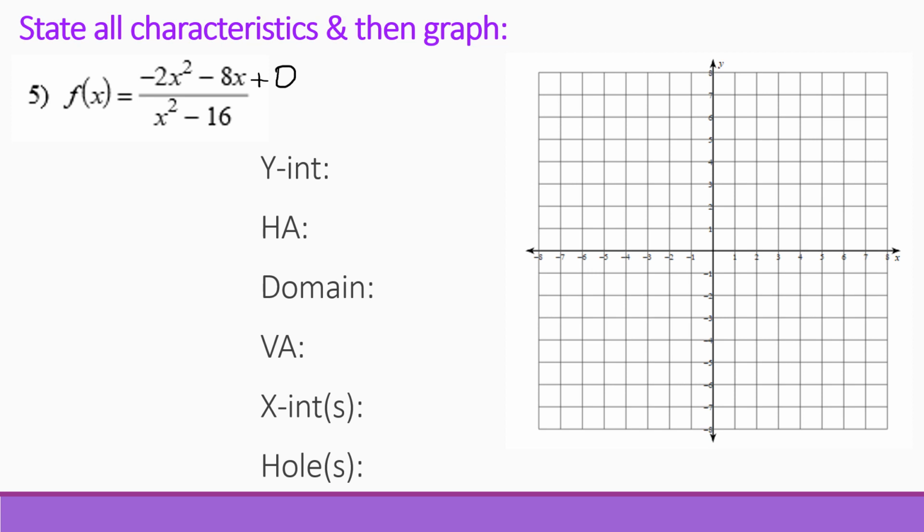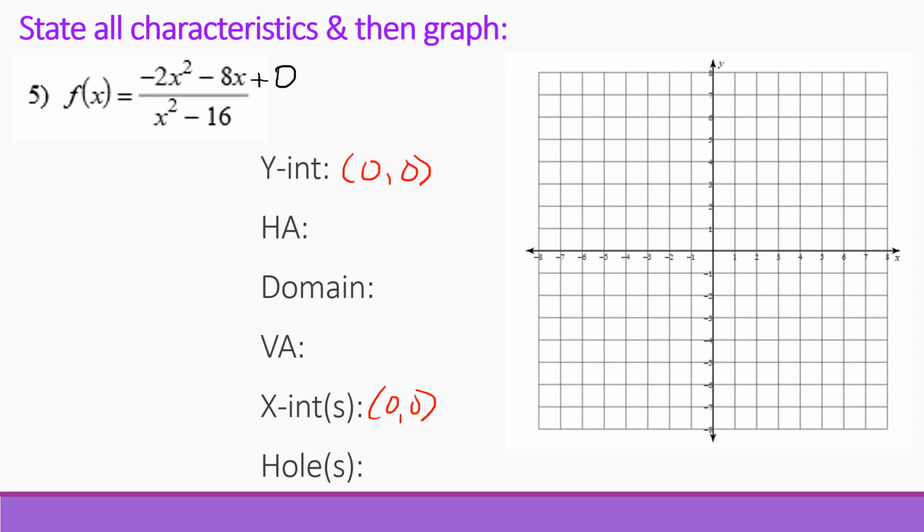Our y-intercept, let all of the x's equal 0, so I would get 0 over -16. That's just 0. So it's actually the origin, (0, 0). That should also be an x-intercept. I'm going to go ahead and jot that down here. I'll prove it to myself later.